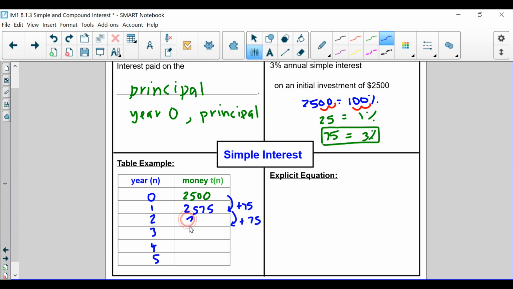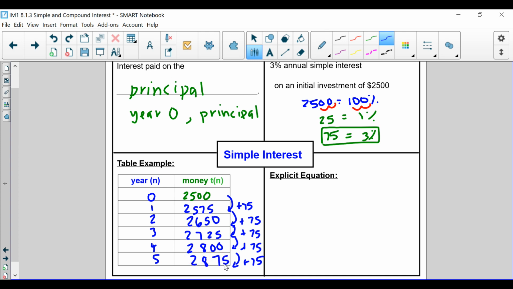Pause the video. Let's see if you can figure out the next one here. Okay, so then we're going to go 2,650, adding another 75, 2,725, adding another 75, 2,800, and then lastly another 75, $2,875.